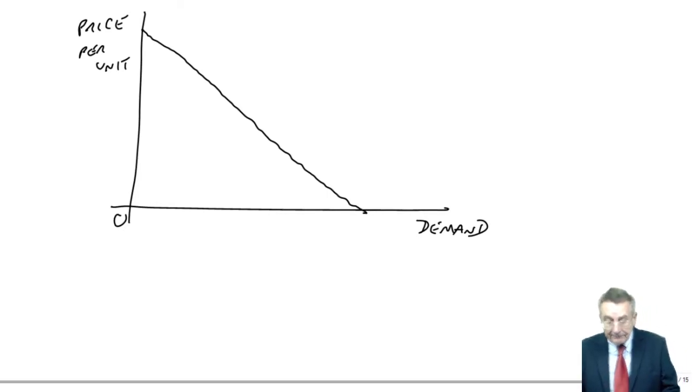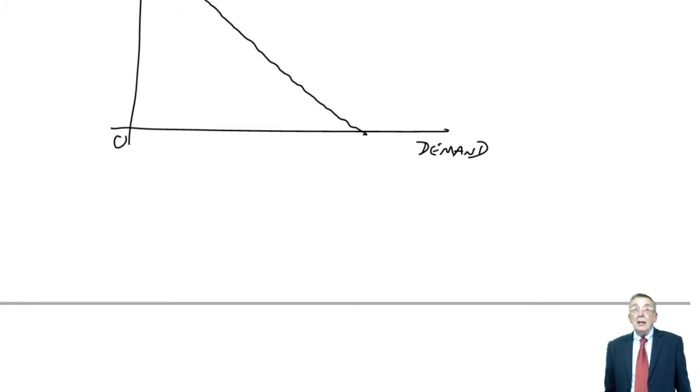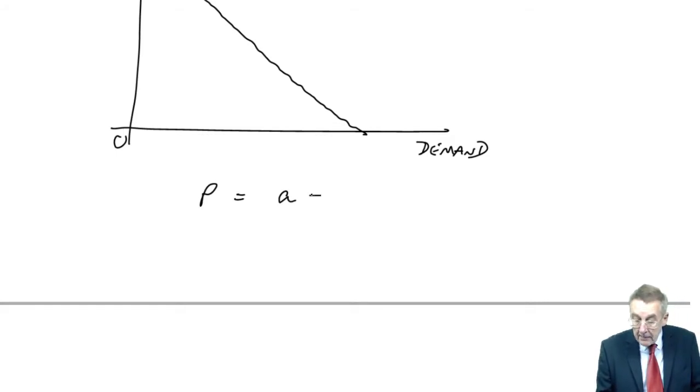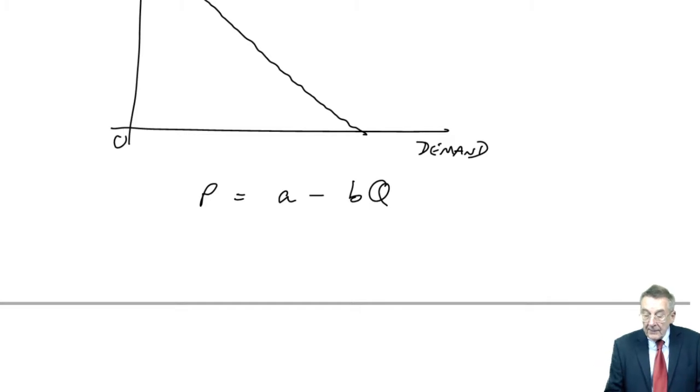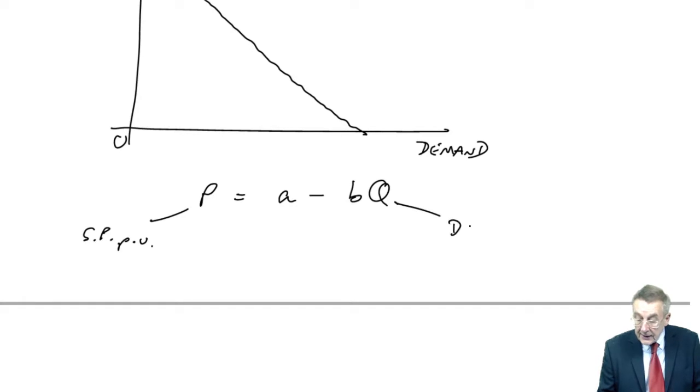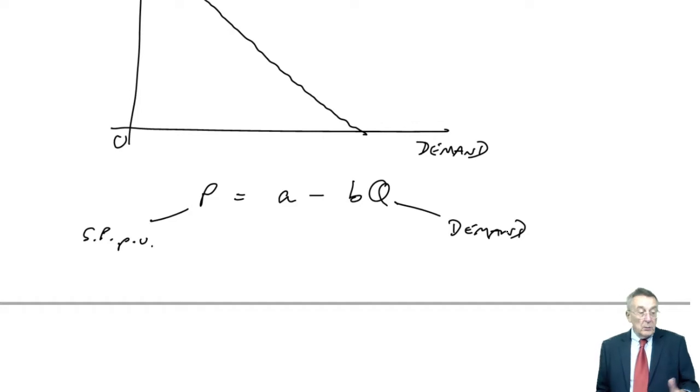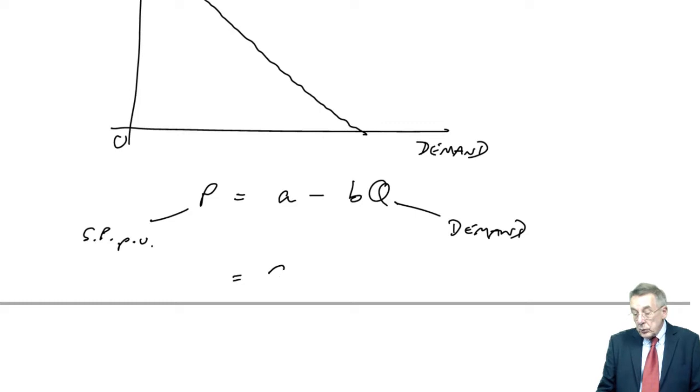And if it is linear, we should be able to derive an equation relating the selling price per unit to the demand. And the equation is always of the form P is A minus BQ, where P is the selling price per unit and Q is the demand. So, for example, we'll do it on exercise 3 in a moment. For example, I may get an equation of 20 minus 0.1 Q.